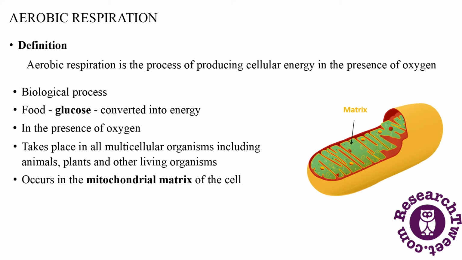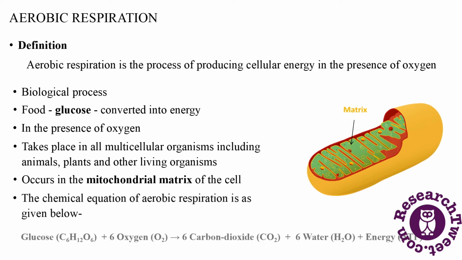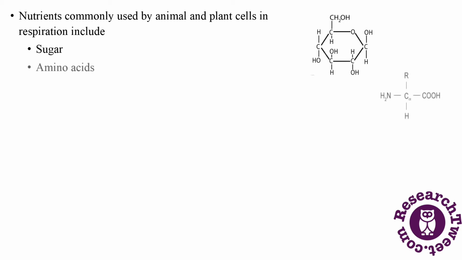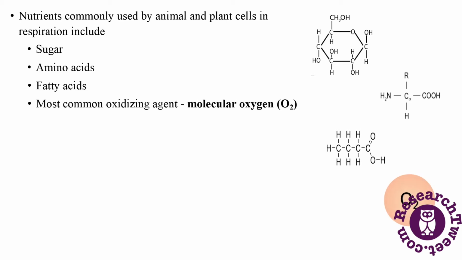The chemical equation of aerobic respiration is given as glucose C6H12O6 plus 6 oxygen molecules gives 6 carbon dioxide plus 6 water molecules and ATP as energy. Nutrients that are commonly used by animal and plant cells in respiration include sugar, amino acids, fatty acids, and the most common oxidizing agent, molecular oxygen, which provides most of the chemical energy.